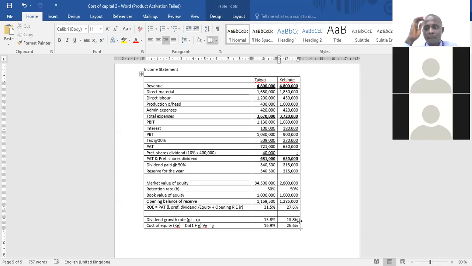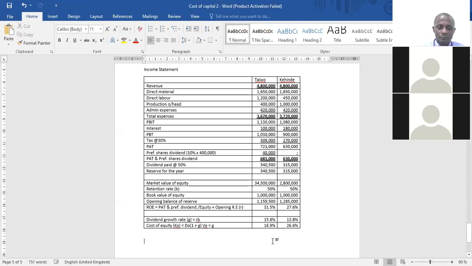That is the cost of equity. Now, what about the cost of preference share?